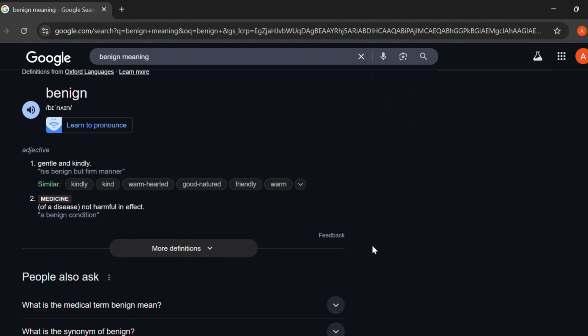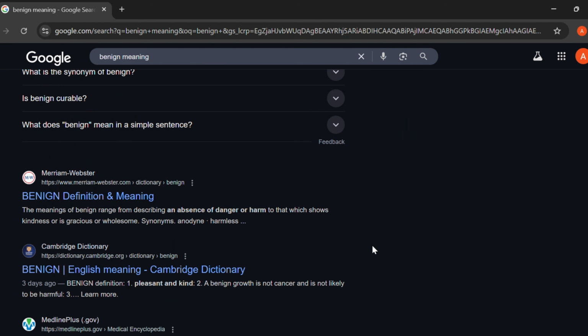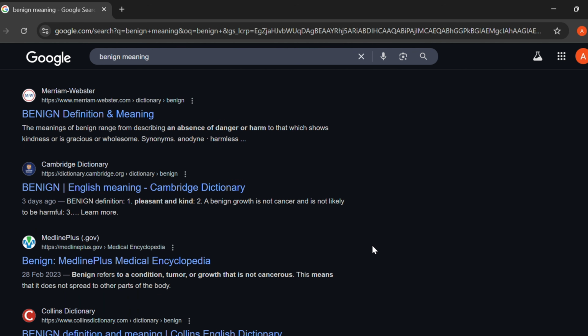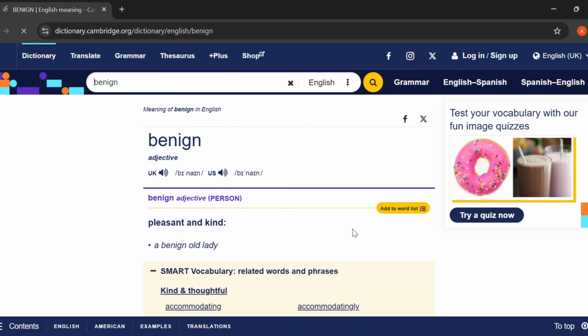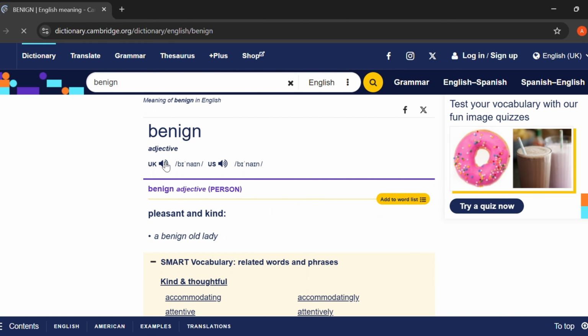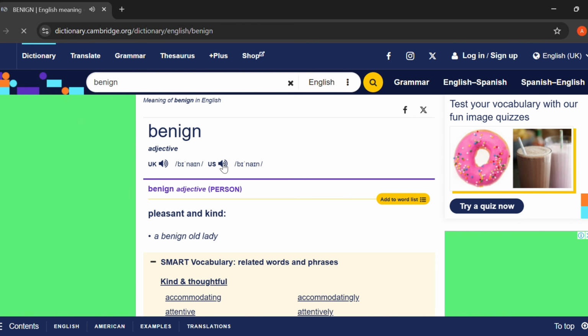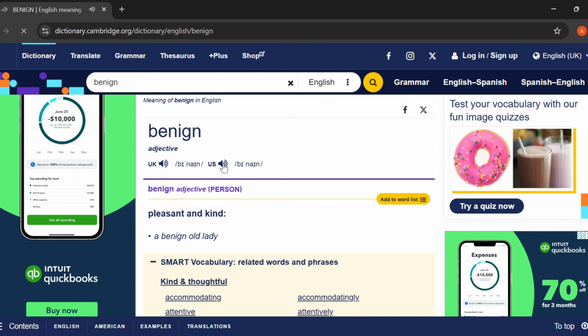Okay, that's one way to do it. If you want to figure out the American pronunciation of it, just go to Cambridge Dictionary. You can go to any dictionary, but I prefer Cambridge Dictionary because it has the UK pronunciation and the American pronunciation side by side. So if I show you here, yes, there it is. So we've got the UK, it's taking quite some time. Benign. Okay, that's the UK one. Benign, and then that's the American one. It's pretty much the same here.